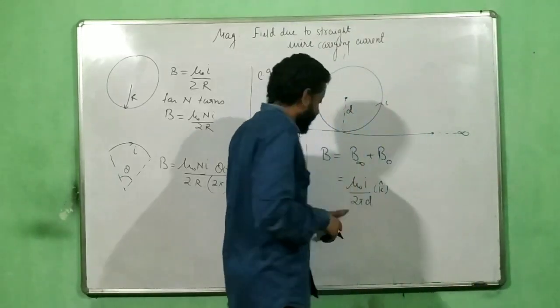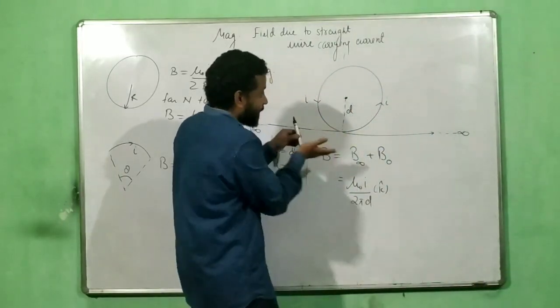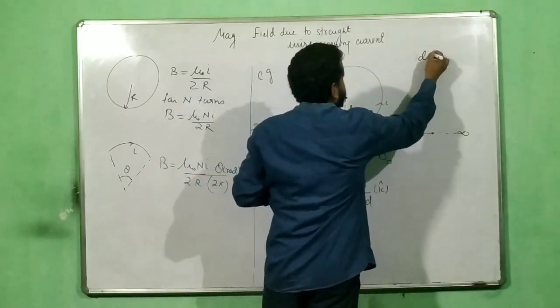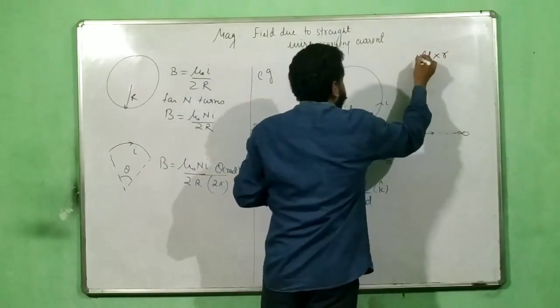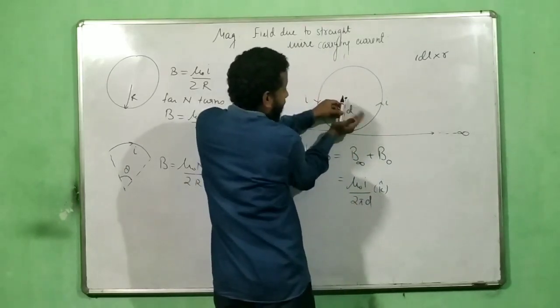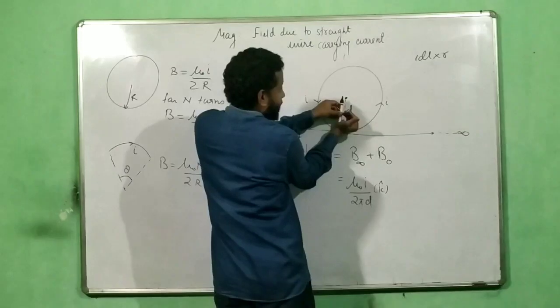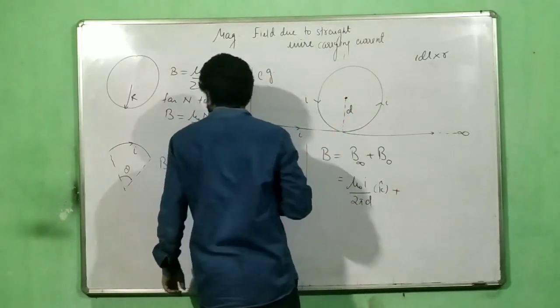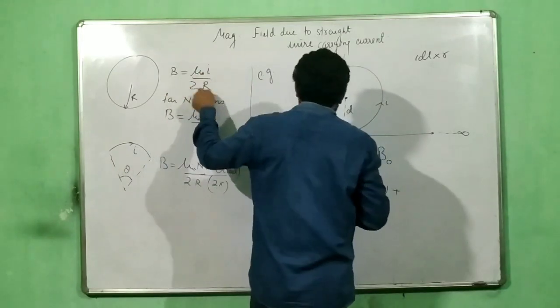So mu naught I by 2 pi d into k cap. I'll repeat again, this is my I dl. I'm using the Biot-Savart law, which, if you remember, says I dl cross r, correct? Plus k cap. Okay. Circular wire, for a full circle, mu naught I by 2 R.